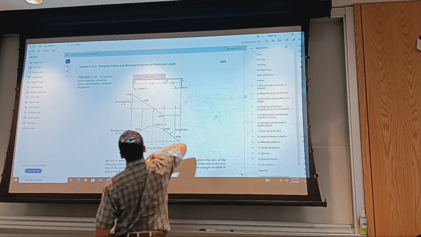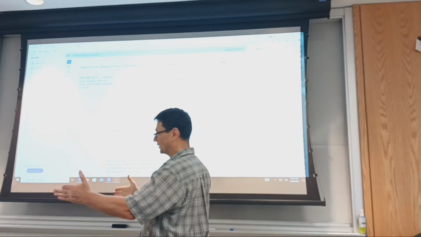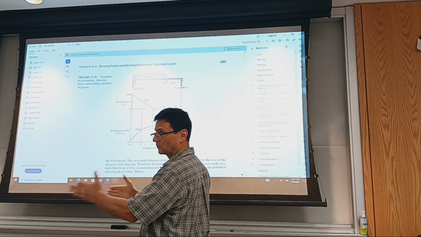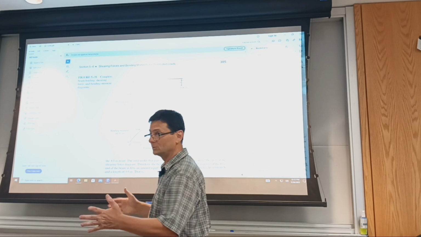You assume it just to evaluate reactions. The behavior of the beam is different. So you have a force and you spread it over a length. Between a concentrated force and the same force being distributed, the beam responds differently. The beam is happier when the load is distributed.